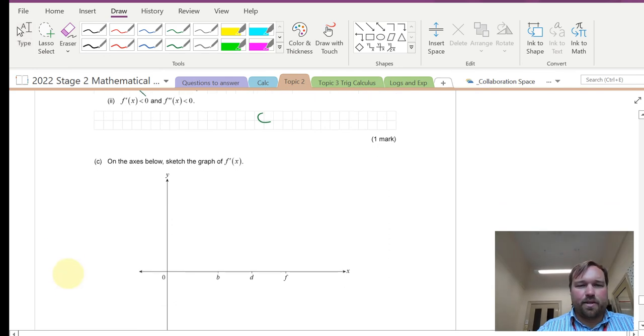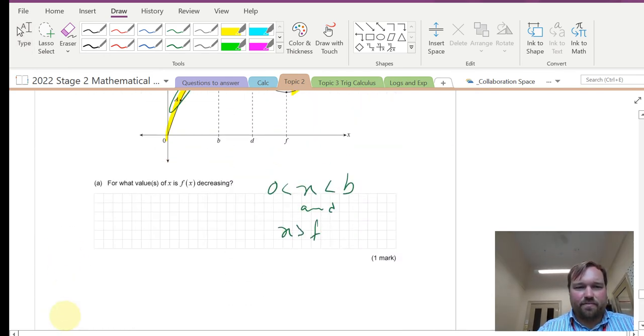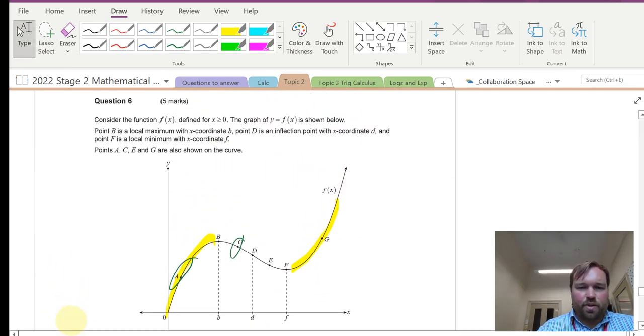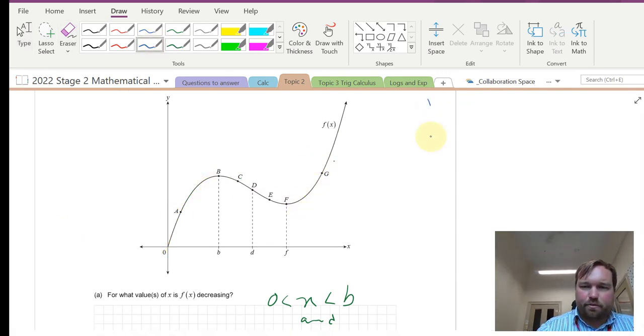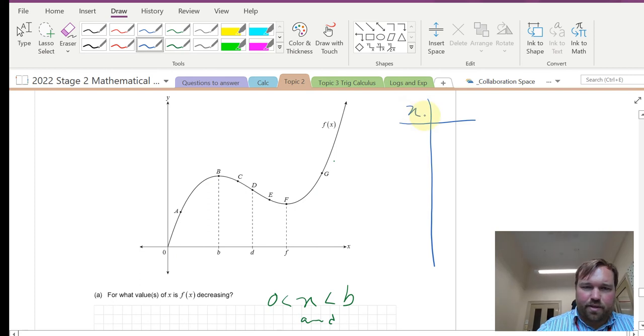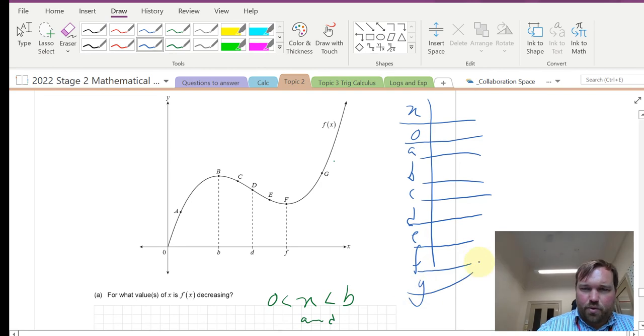On the axis below, sketch f dash x. Alright, that's the original, we want the function. Once again, my favorite trick here is different x values of 0, A, B, C, D, E, F, G, and then estimate the slopes as we go through. F dash x, or the slope.